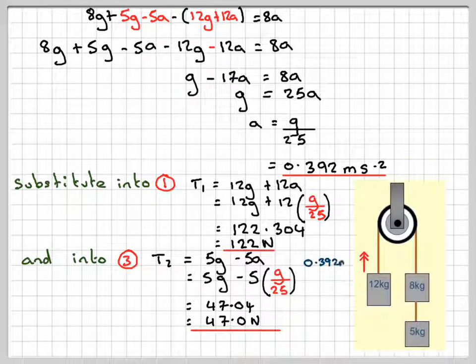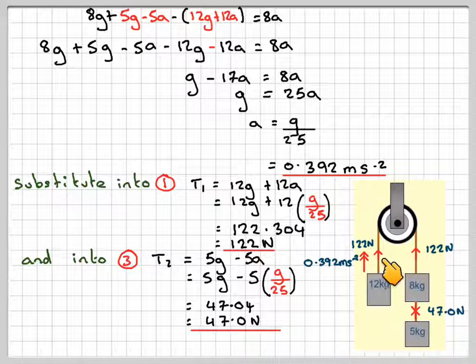So, drawing our diagram, we're going to have an acceleration of 0.392 meters per second squared, a tension of 122 newtons here, a tension of 122 newtons here, a tension of 47 newtons acting downwards, and a tension of 47 newtons acting upwards on this weight. Okay, so this has been a video to show you how to solve a pulley problem where on one side you've got two weights connected by a string. I hope you've understood, and I thank you very much for watching.